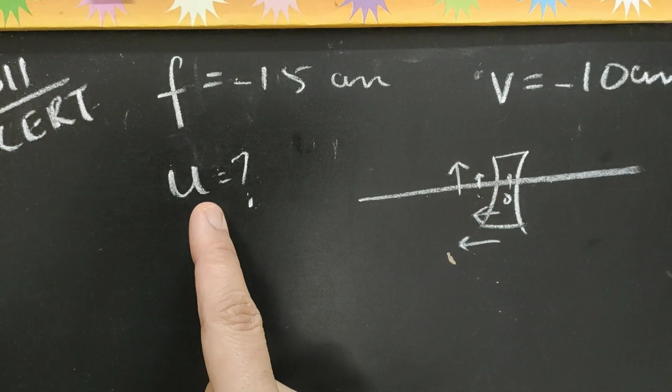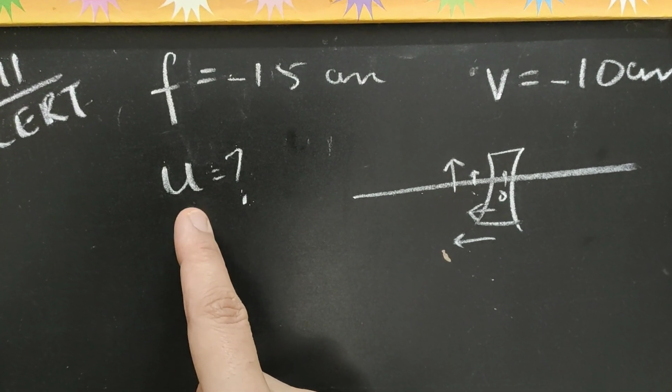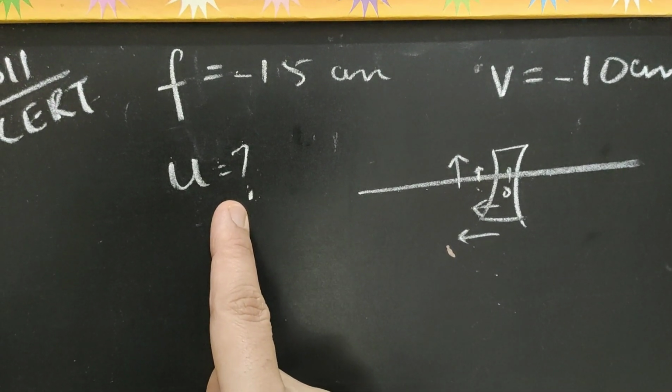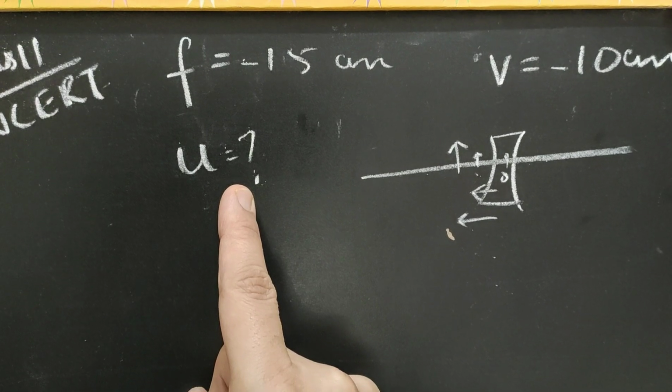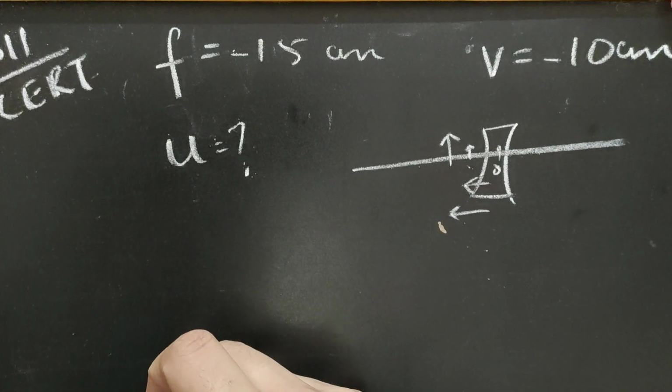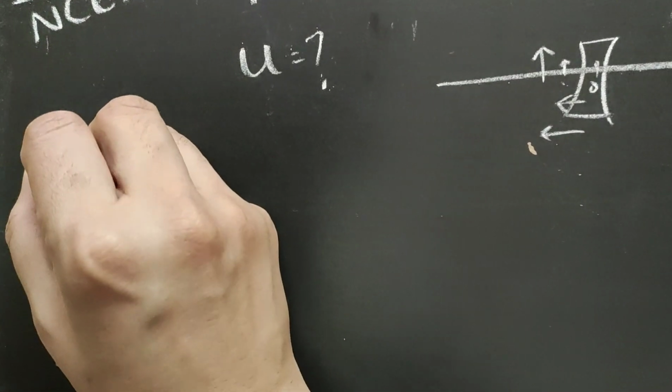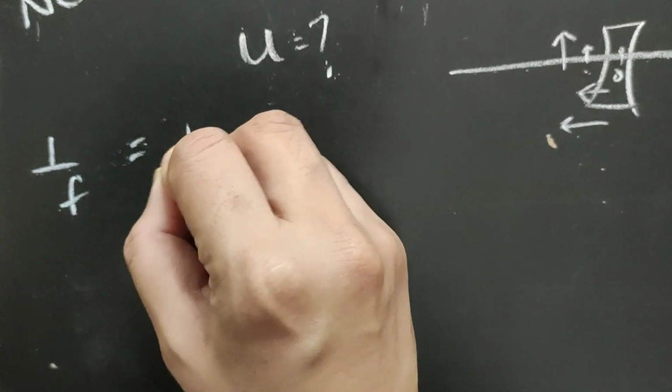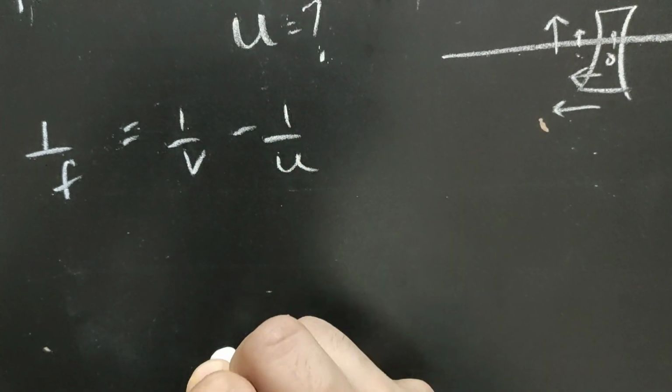You have to find where the object is placed. So that means U is to be calculated this time. Also you have been asked to draw the ray diagram. So first we will calculate U using the lens formula. The lens formula says that 1 by f is 1 by v minus 1 by u.